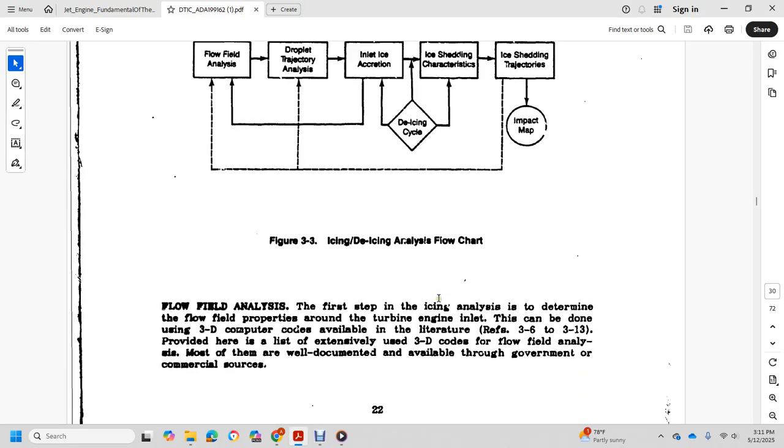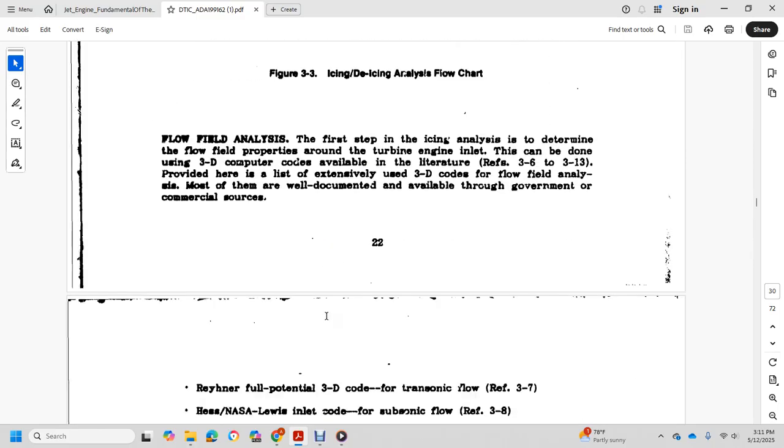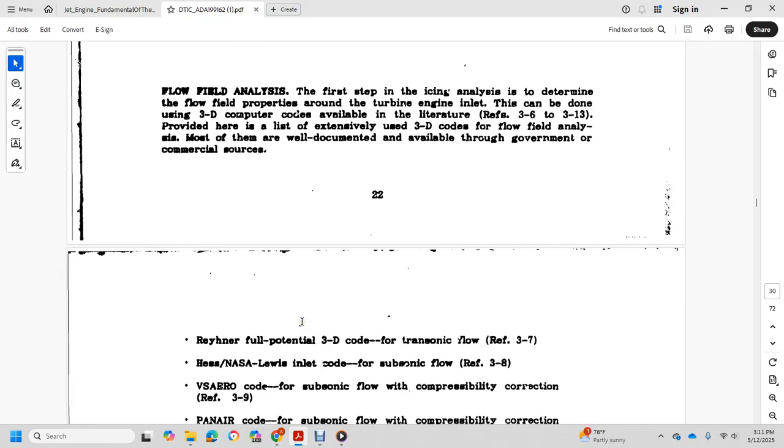Flow field analysis. The first step of the icing analysis is to determine the flow field properties around the turbine engine inlet. This can be done using the 3D computer codes available in the literature. Figure 3.7 and 2.3.13 provide an extensive list of 2D and 3D codes for flow field analysis, most often well documented and available through the government or commercial sources. Linear, full potential 3D code, transonic flow, NASA.